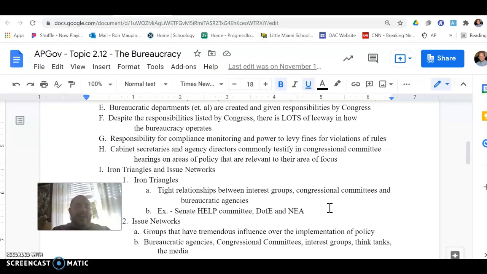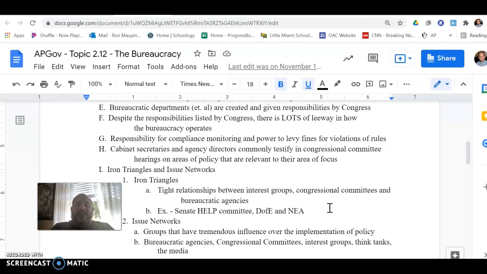So to use that template once again to show the relationship, if you're the NEA, you want laws that are favorable to teachers. If you are getting those policies that you want, then the NEA would be more likely to endorse candidates for office that are currently members of that Senate HELP Committee, could provide donations, etc.